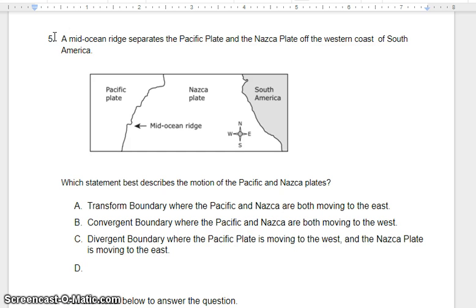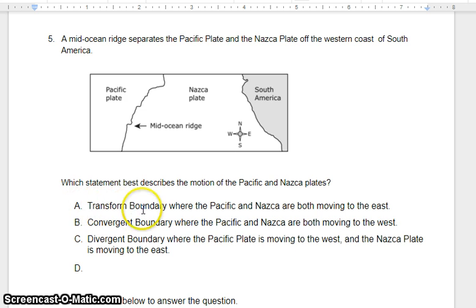Number 5. A mid-ocean ridge separates the Pacific Plate and the Nazca Plate off the western coast of South America. The Pacific Plate, Nazca Plate. A mid-ocean ridge has formed. Mid-ocean ridge. Which statement best describes the motion of the Pacific and Nazca plates?